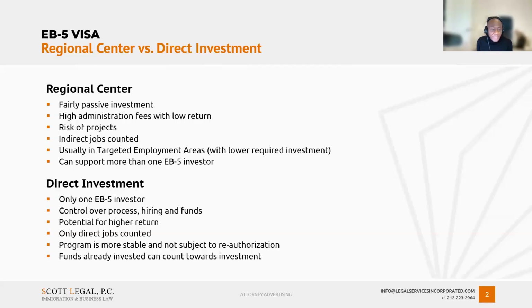So when someone is looking at investing in a regional center, typically this person has the profile of someone who wants to do a fairly passive investment. They don't really mind fairly significant administrative fees associated with the investment, because when you look at a regional center, they typically have a $35,000 to $50,000 administration fee, and with that, the return is actually quite low, and in a lot of cases, it's actually a negative return. So the main objective of this type of investor is to get the green card.